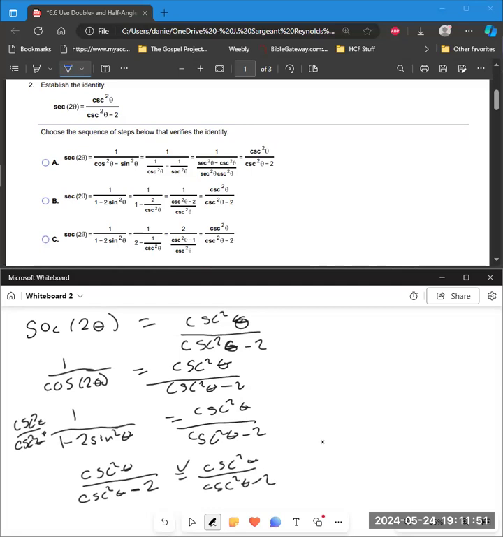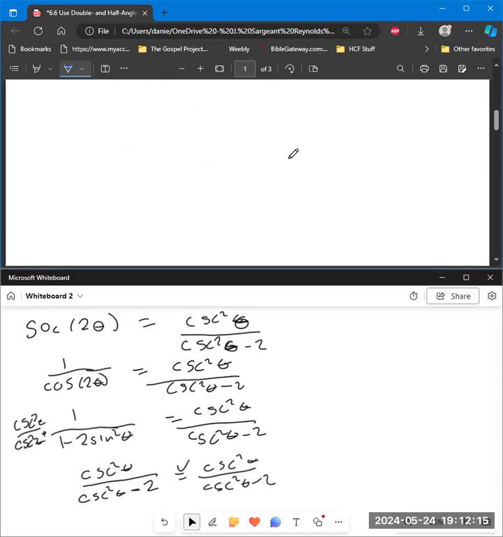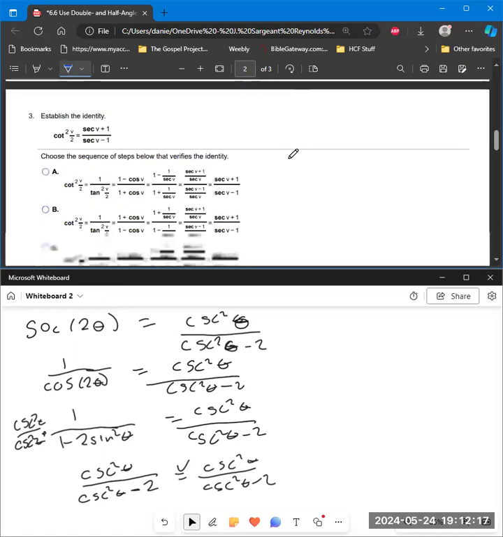And those steps match closest with B, though they get a fraction over a fraction and multiply by the reciprocal. It's basically the same steps as what I did right here with multiplying by the unit fraction. So let's go ahead, and that was like 6.6, number 55. Let's look now at number 3.